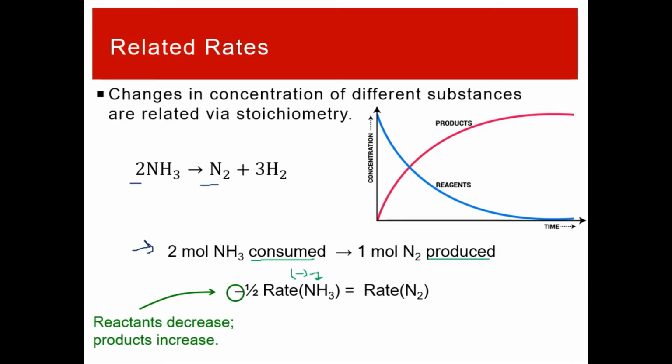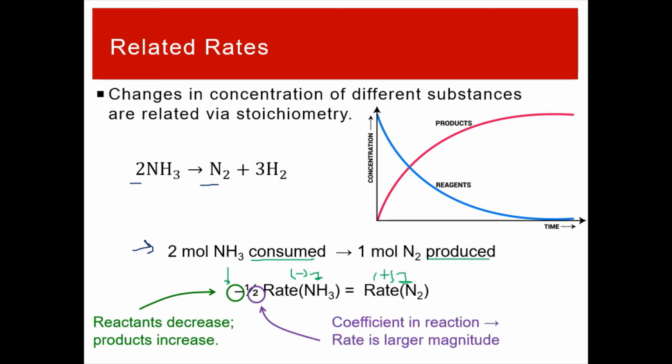The rate of NH3, because it's a reactant, that number will always be negative, and we know that the rate of N2, because it's a product, will be positive. So in order to make them equal, I need to put in a negative sign. Okay, so that's the first thing, that there's always going to be a different sign in the rates between reactants and products. Then the 1/2 comes from the coefficient.